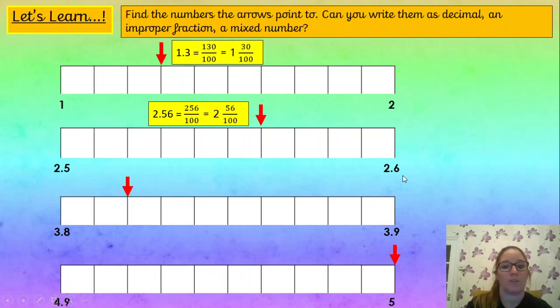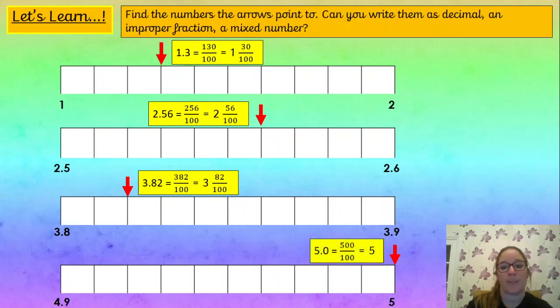Okay, the next one, 3.8. It's got 3.81, 3.82. And then lastly, what did you get for the last one? Try to challenge you a little bit here. Okay, this one is 5. Okay, so when we're writing it as a decimal, we actually don't even need that 5.0. It can just be 5 equals 500 over 100, which means 500 divided by 100 equals 5. Okay, so well done if you managed that.